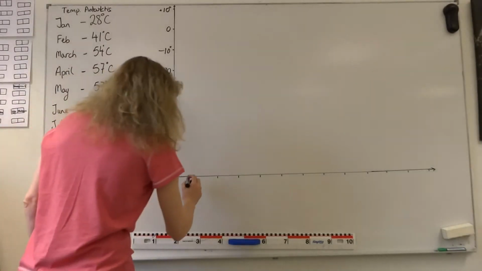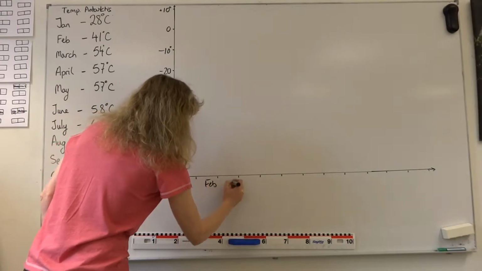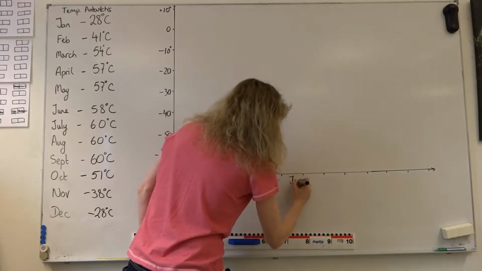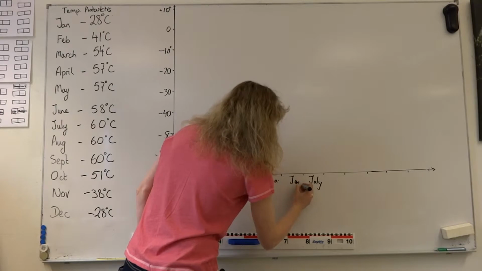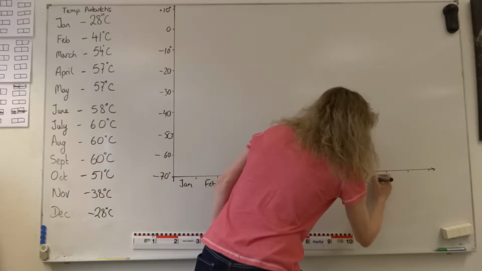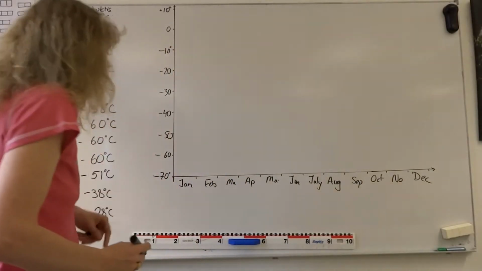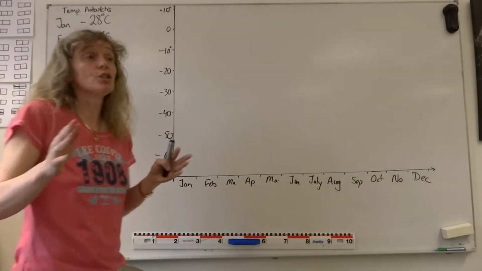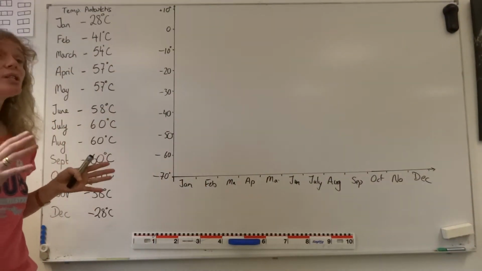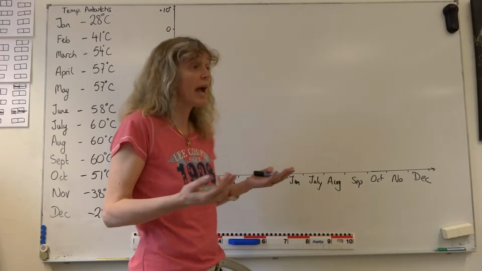And then we have our months of the year where we have January, February, March, April, May, June, July, August, September, October, November, December. And you could either choose here to do a bar chart, or you could have chosen to do a line diagram. Usually when we're doing temperatures like this, we do a line diagram, but a bar chart is fine as well. So you can do either.